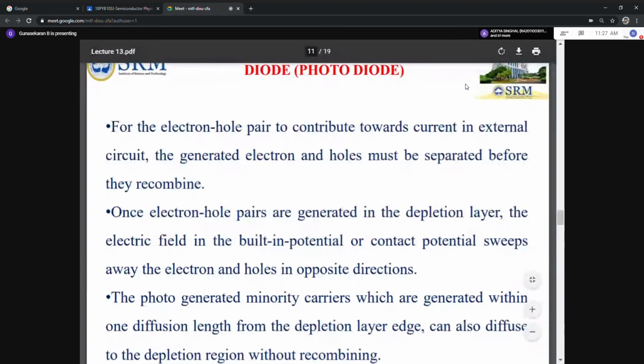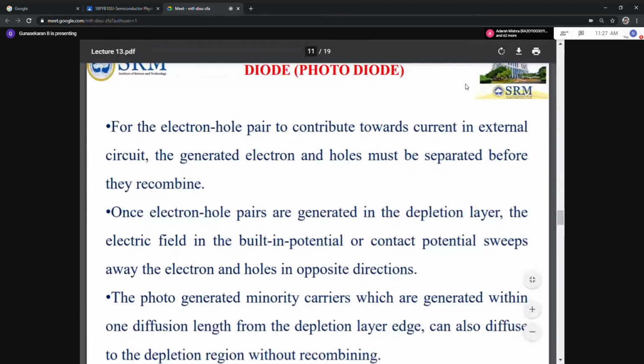Yesterday we discussed that when the PN junction is formed, exactly at the center the potential barrier is there. That is the built-in potential, VBI. Please remember that concept here. The electric field in the built-in potential, or the contact potential, sweeps away the electrons and holes in opposite directions, and sometimes prevents the electron hole recombination also.